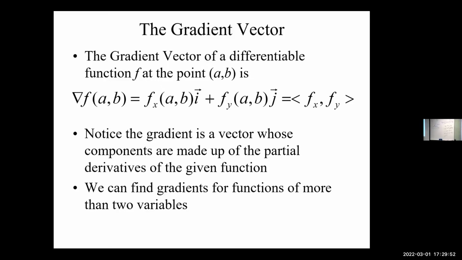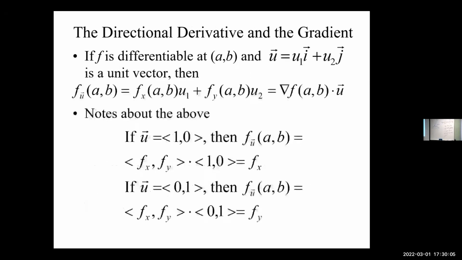This extends to n dimensions. However many variables you have, you can find a gradient for it. We're only going to do it in 2D and 3D, but if you had a function of 4 variables, you could find a gradient for it. All right. This I wouldn't worry about too much, but it talks a little bit about the relationship between the directional derivative and the gradient.